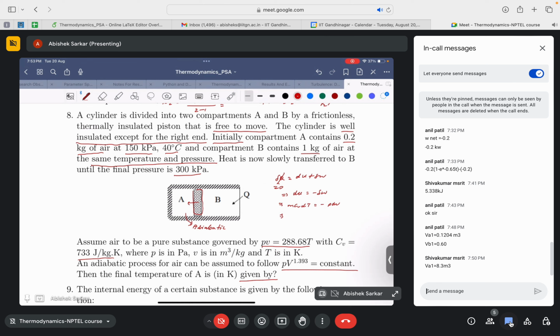From this equation, you can eliminate P from this relation, so you can write minus 288.68 T dV by V, right? Now you can modify this equation accordingly, whatever means you like. So what you can do is write dT by T is equal to minus 288.68 by m c_v into dV by V. I hope I'm not wrong. Then you can do the integral to find the relationship between T and V.